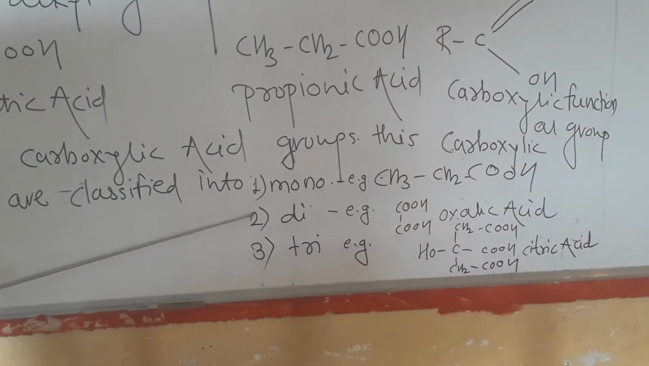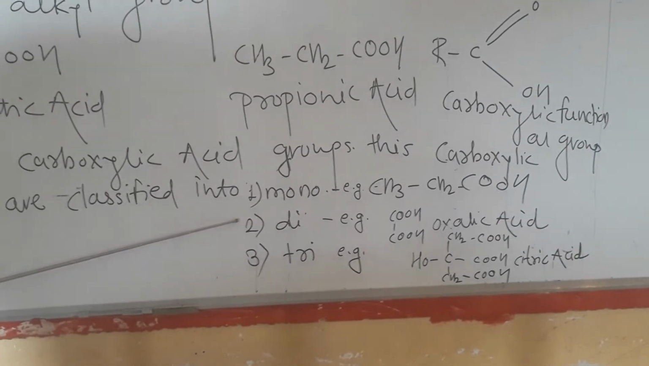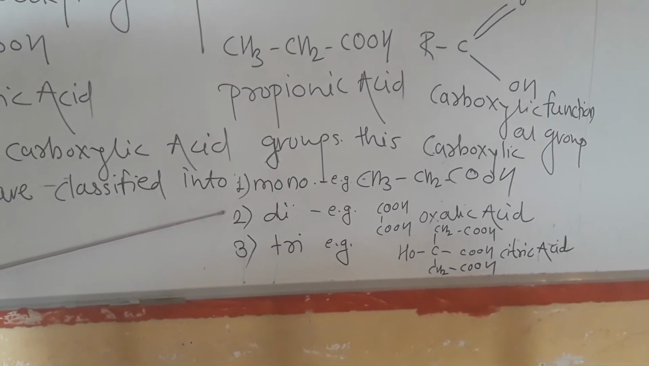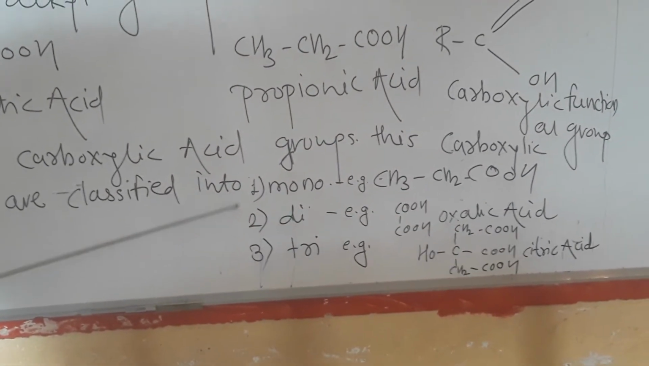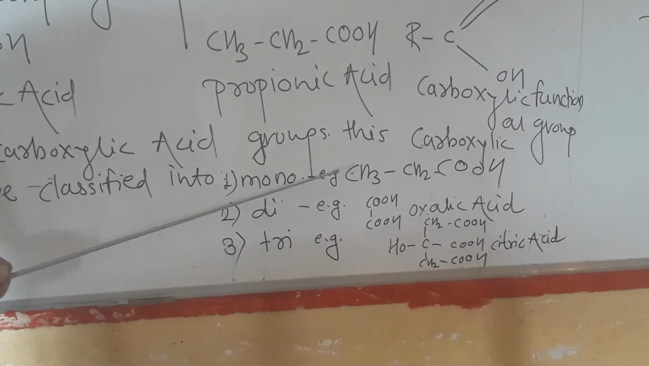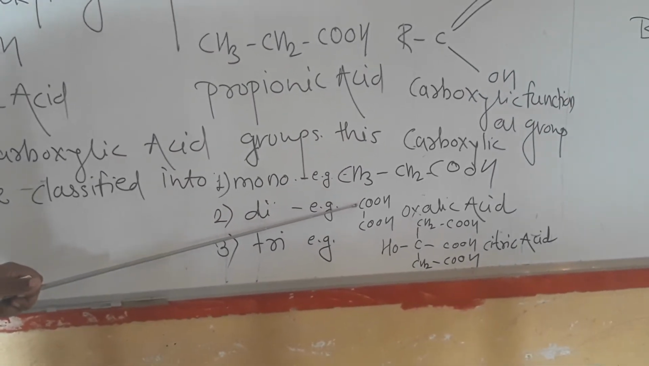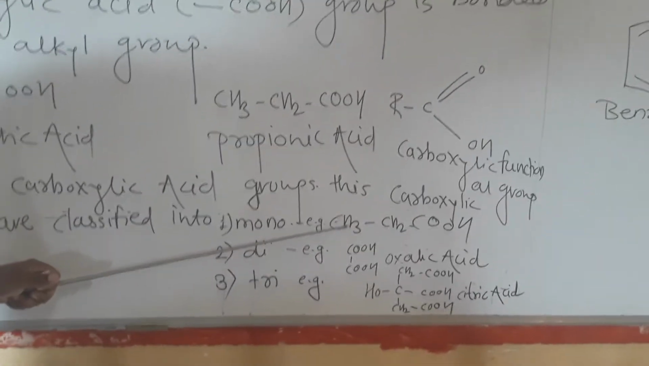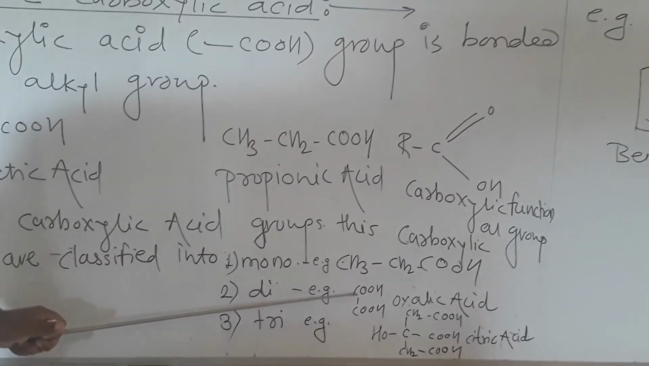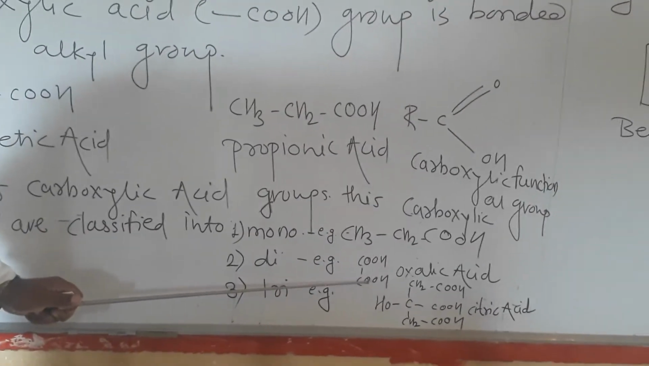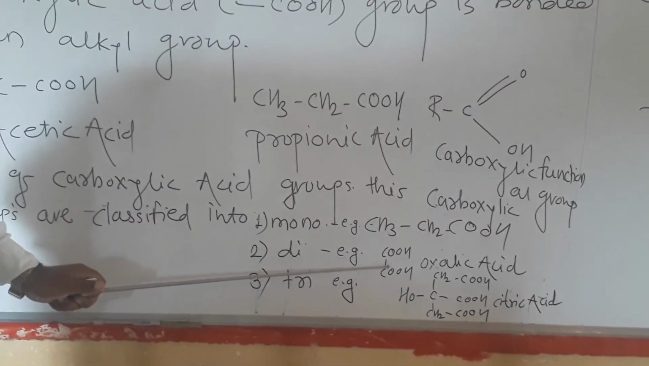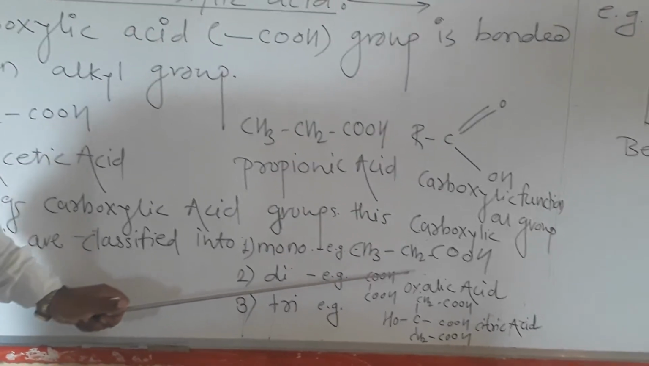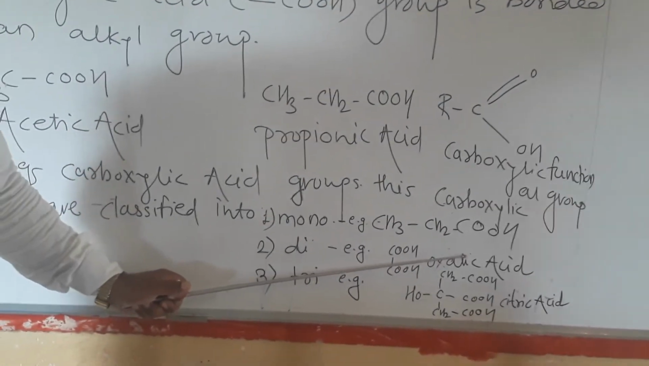The next type of carboxylic acid is dicarboxylic acid. Di means two. It means the carboxylic acid which contains two carboxylic groups. The example of this dicarboxylic acid is COOH-COOH, that is two carboxylic groups, and the name of this compound is oxalic acid.